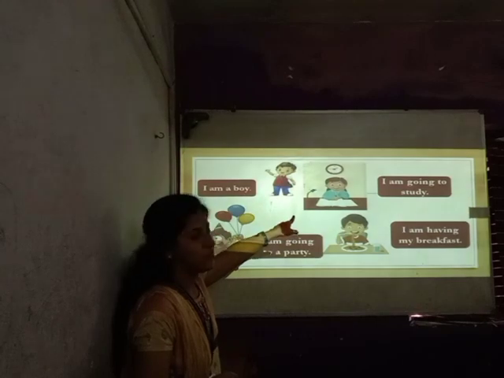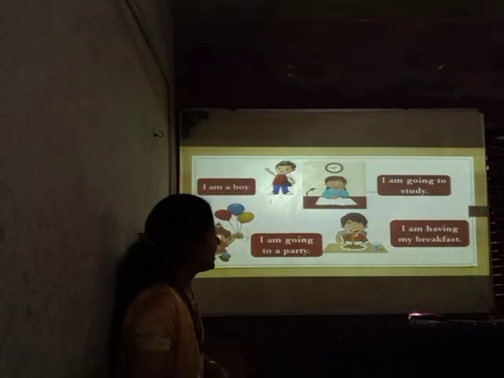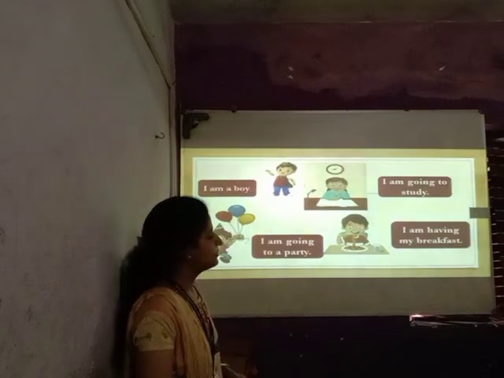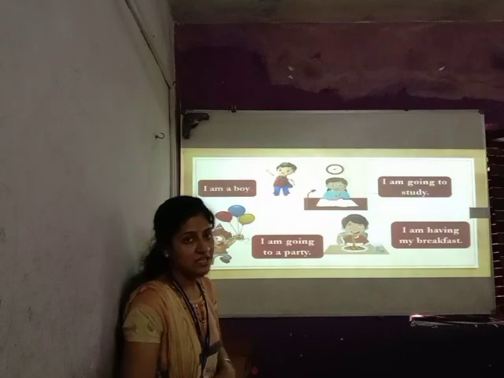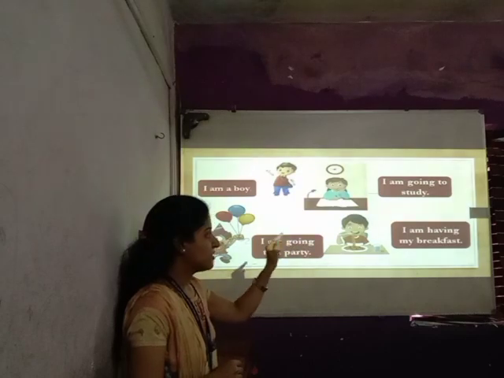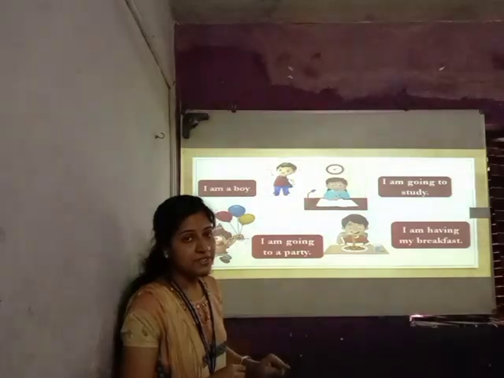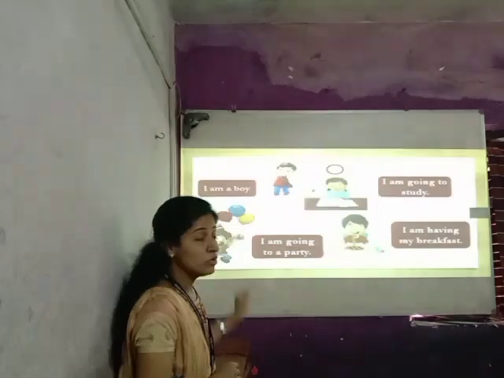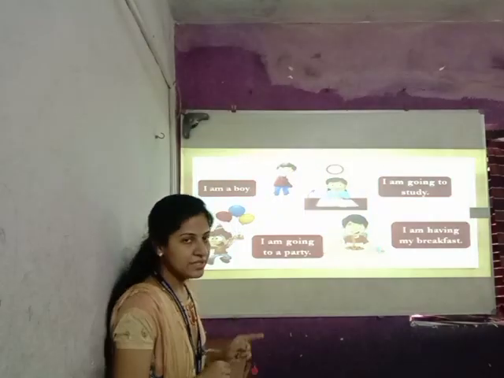Here, in the third picture, I am going to study. Here also you can see am is used with I. In the fourth sentence, I am having my breakfast. Here also am is used with I. And I always write in a capital letter. See, in all the four sentences, am is only used with I. And I must be written in a capital letter.